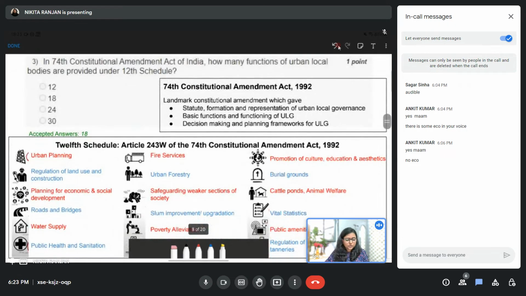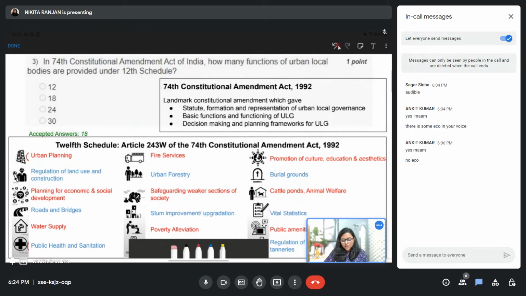So the 74th Constitutional Amendment Act is a landmark constitutional amendment act which gave the basis of formation and representation of urban local governance in Indian cities. Apart from providing this, the act also gave guidelines of the basic functions and functioning any urban local governance body would be performing, and the decision making and planning frameworks which any urban local governance body would have.